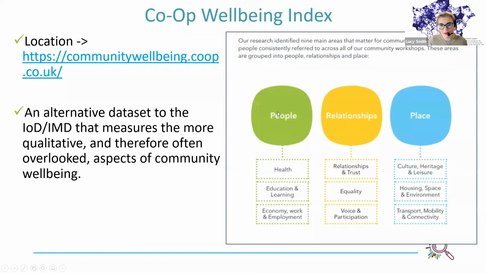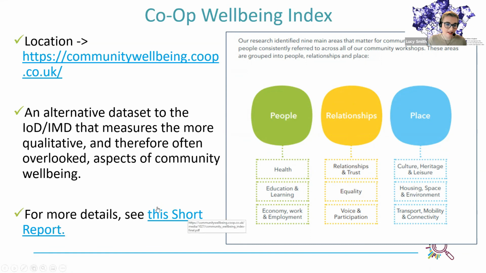So you can see here it looks at people, so it looks at health, education, learning. These are very, very similar to the IoD, but then it also looks at things like relationships and trust, equality, voice and participation, and then it looks at things like place as well, so cultural heritage and leisure resources, housing space and environment, transport, mobility and connectivity. So these indicators of what we would call social capital are measured here alongside the harder measures of deprivation as well.